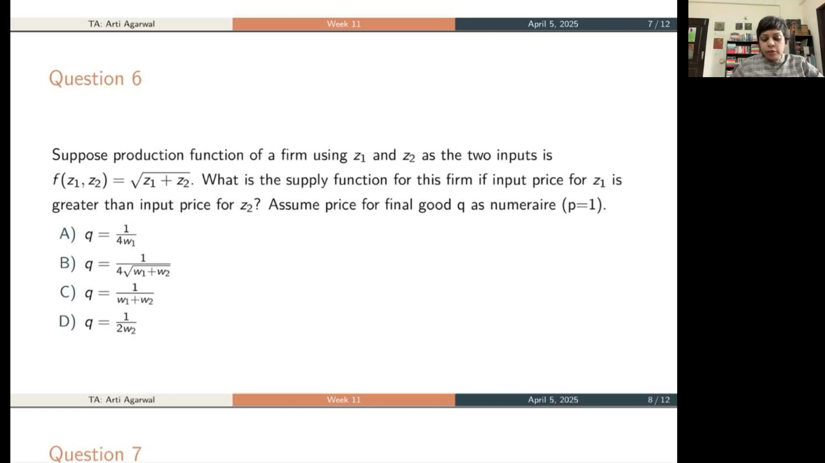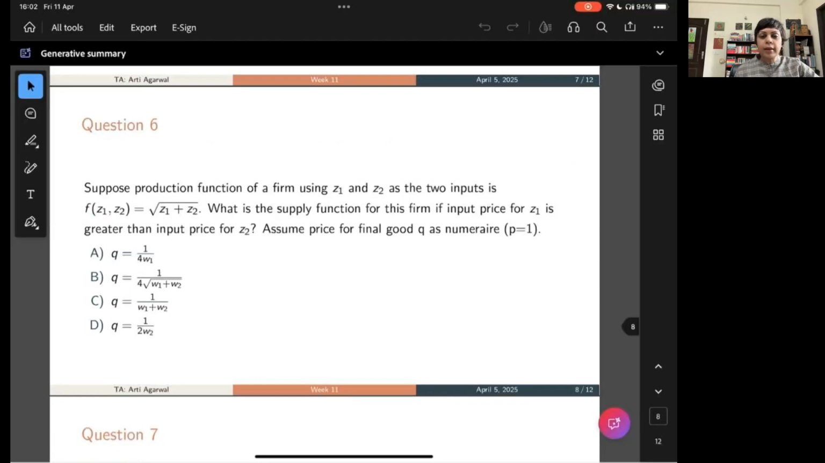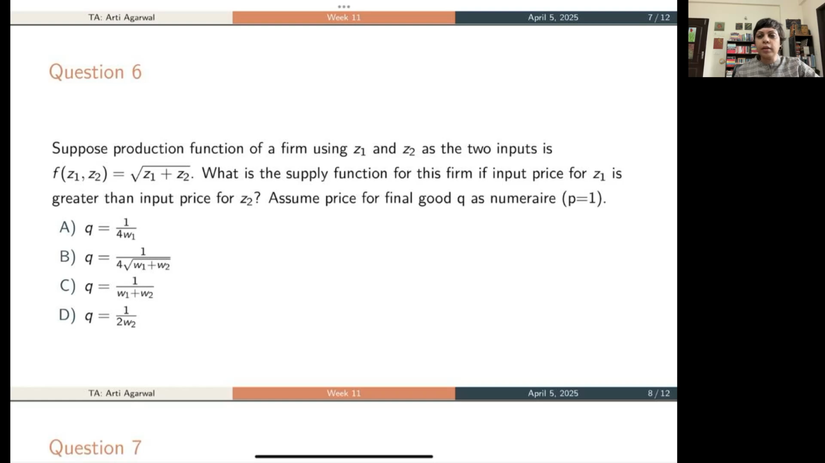You were asked to find the supply function, and you were given the information that the input price for Z1 is greater than the input price for Z2. And you were also given that the price for the final good, which we can call Q, is numeraire. Numeraire means that you are taking the price for that particular good as 1, and you are writing all other prices as a sort of ratio of that particular price.